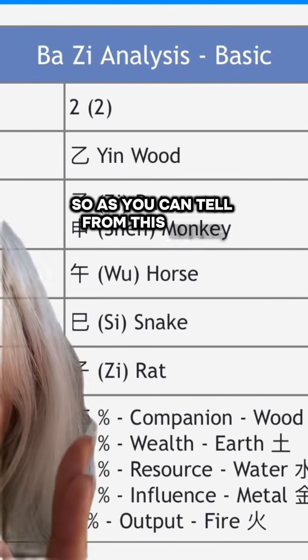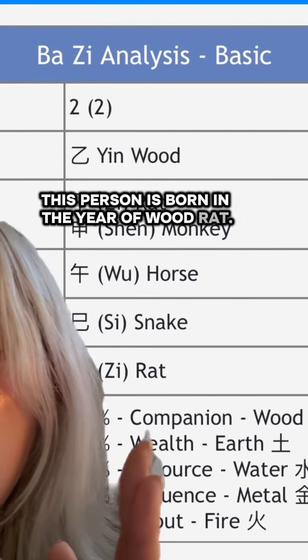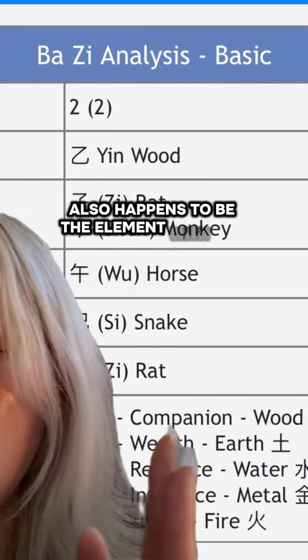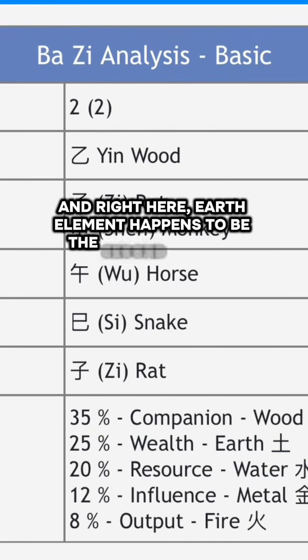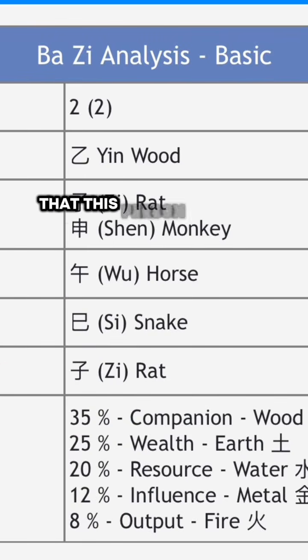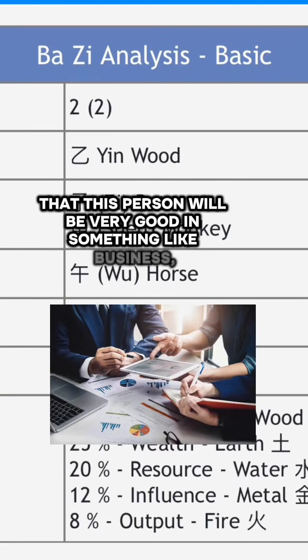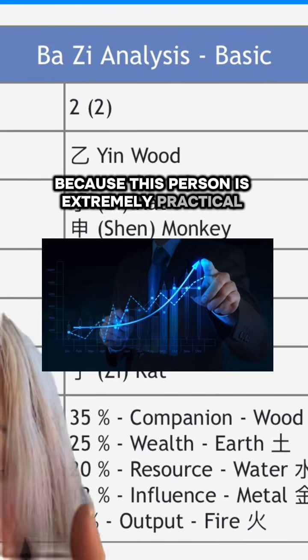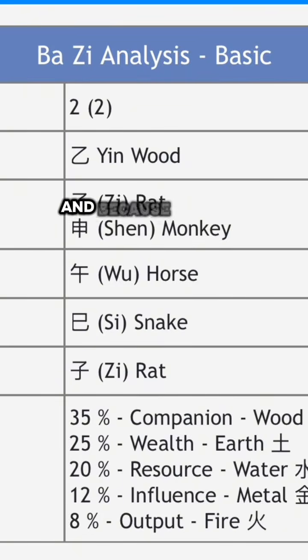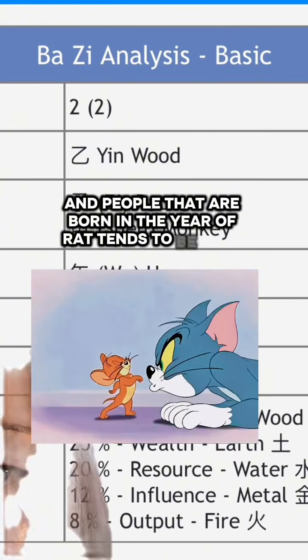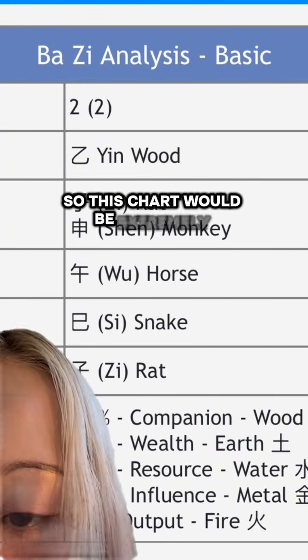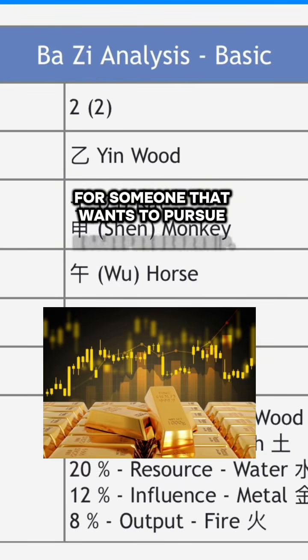As you can tell from this chart, this person is born in the year of wood rat, and wood also happens to be the element with the highest percentage in their chart. Earth is the second highest, and this is telling me that this person will be very good in something like business, because this person is extremely practical minded and resourceful. Because this native is also born in the year of rat, and people born in the year of rat tend to be very witty, this chart would be extremely beneficial for someone that wants to pursue entrepreneurship.